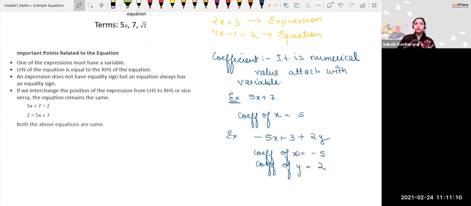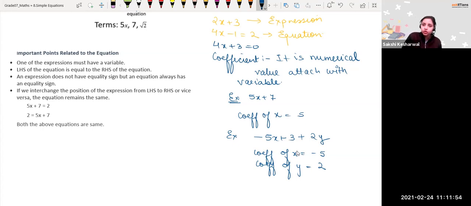Now we have learned what an expression is: it consists of variables and constants. What is an equation? When two expressions are equal, we have a left hand side and a right hand side, and both sides are expressions. For example, 4x plus 3 is equal to 0. Here 0 is still an expression, because any number like 5, 700, 1250, or minus 10 upon 20 is an expression. A single variable is an expression, and a single number is also an expression.